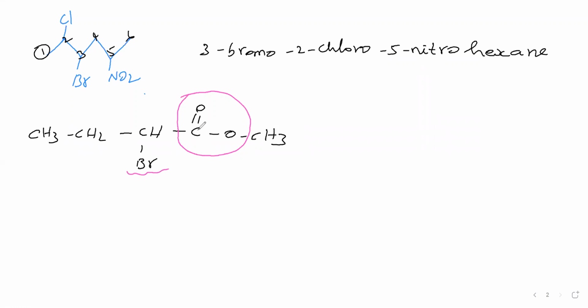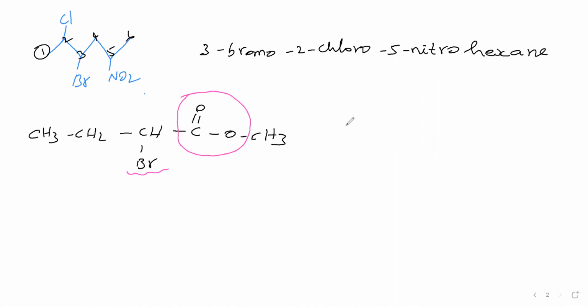Now, which has higher priority, halogen or ester? Among the functional groups, halogen, ether, nitro and alkyl groups come as the least priority. So ester comes as the main functional group here.